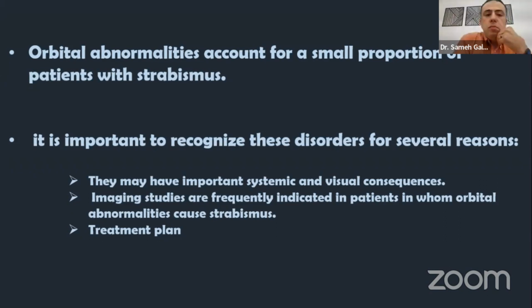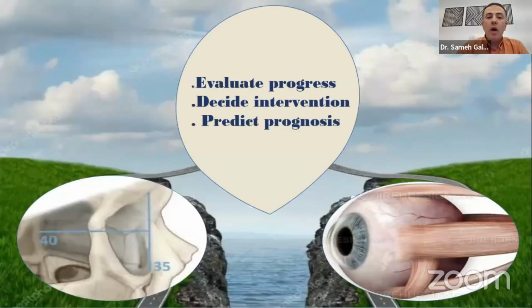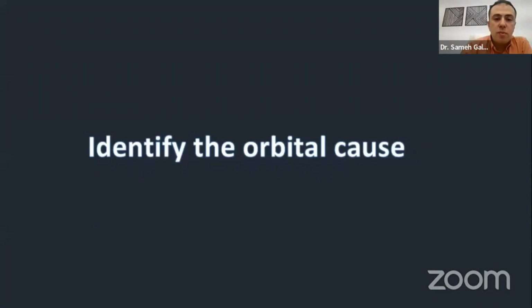First, it may be important to do systemic and visual assessment for any consequences of the orbital problem. Second, if we want to do imaging studies for the orbital problem, we should customize our treatment plan according to the pathology of the orbit. So our main strategies and targets in evaluating strabismus with orbital problem are evaluation of progress, decision of intervention, and how to predict our prognosis of strabismus.